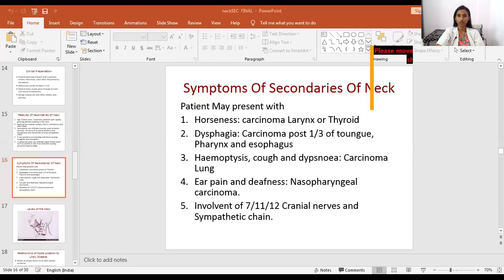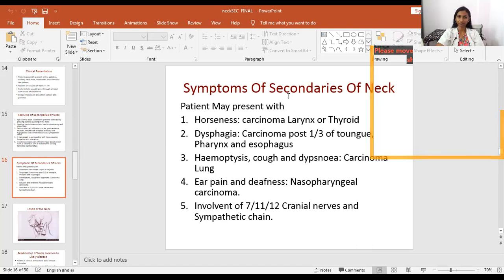So the symptoms of secondaries of the neck: the patient may present with hoarseness in case of carcinoma of the larynx or thyroid, and dysphagia in carcinoma of the posterior one-third of the tongue, and pharynx in carcinoma of the pharynx and esophagus. So each carcinoma has something to it, which could signify that the tumor or the cancer is from that origin.